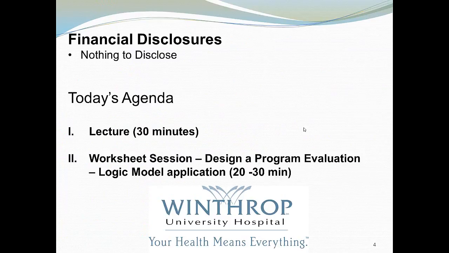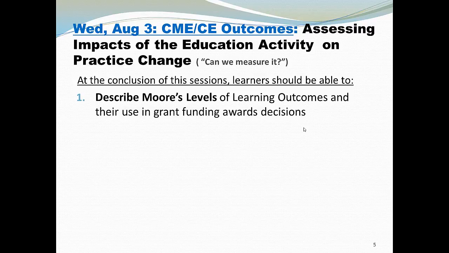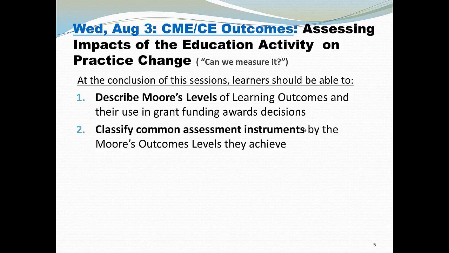We have nothing to disclose, and as usual, we're going to spend about 30 minutes on lecture and then some workshop activity exercises. Today's learning objectives are to be able to describe Moore's levels of learning outcomes and their use in grant funding award decisions. The pre-reading was the seminal article by Donald Moore that proposed this 7-level outcomes pyramid. So that's a useful resource for you to refer to in future.